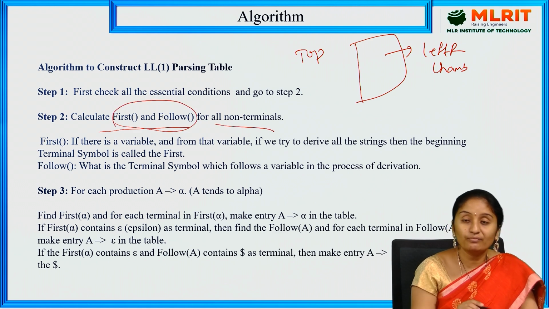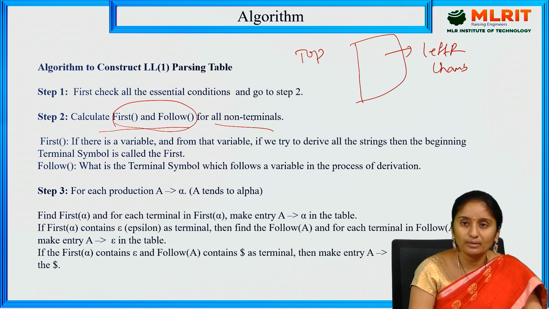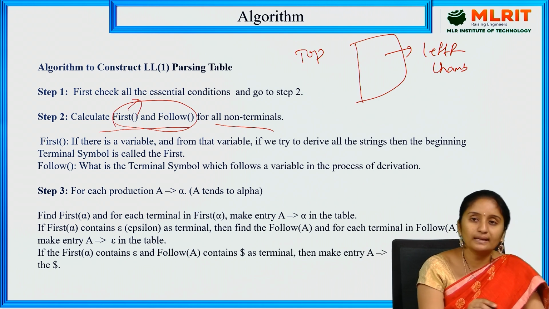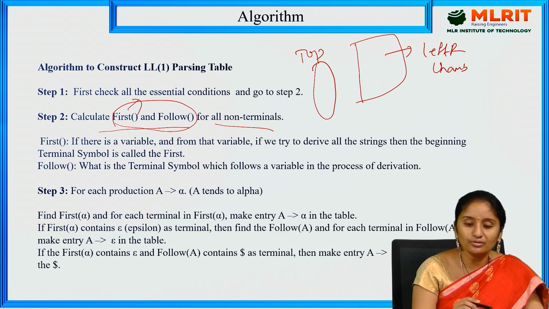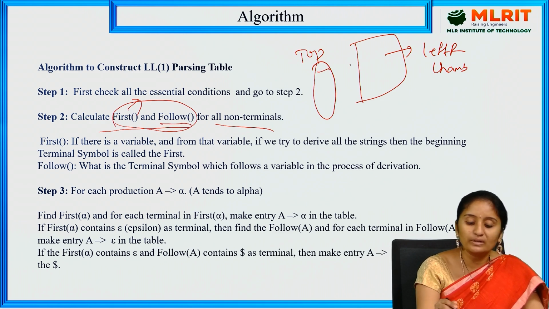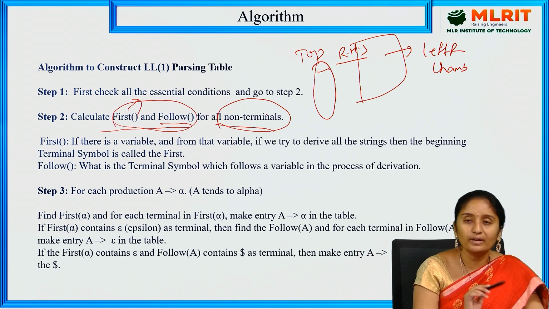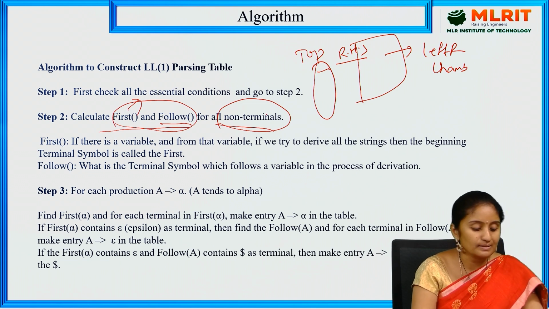For which symbols are we going to calculate the first and follow functions? For all the non-terminals. First is calculated for the non-terminals present on the left-hand side, so we concentrate on the LHS part in the first function. Coming to the follow function, we concentrate on the RHS part. So we calculate first and follow only for the non-terminals.